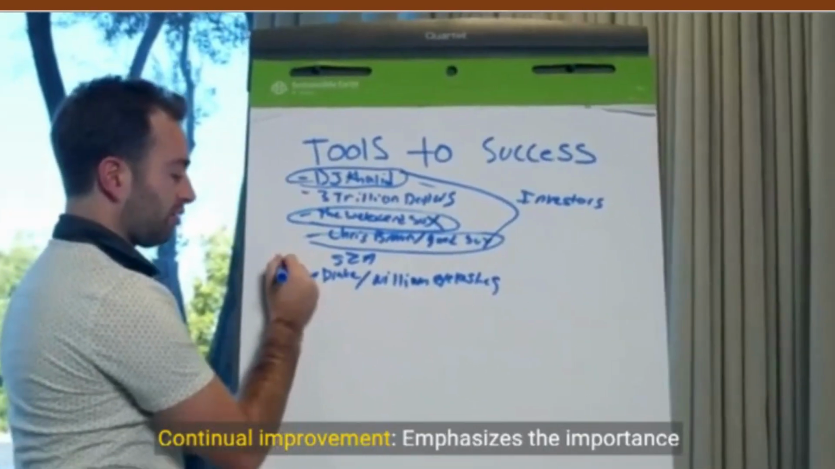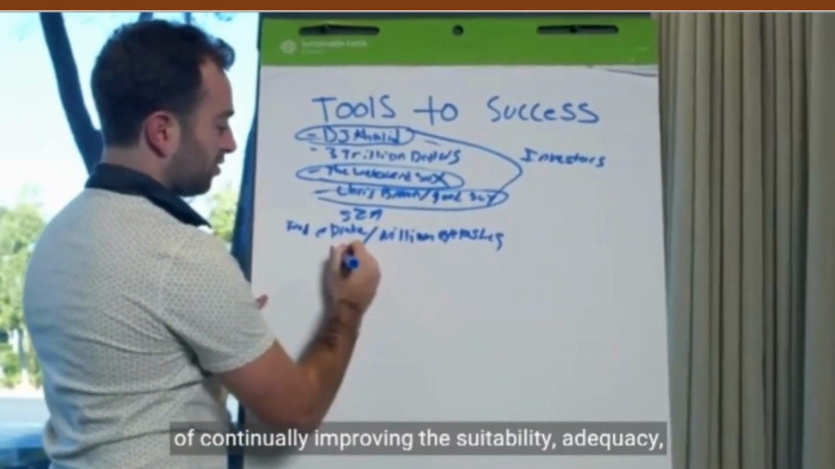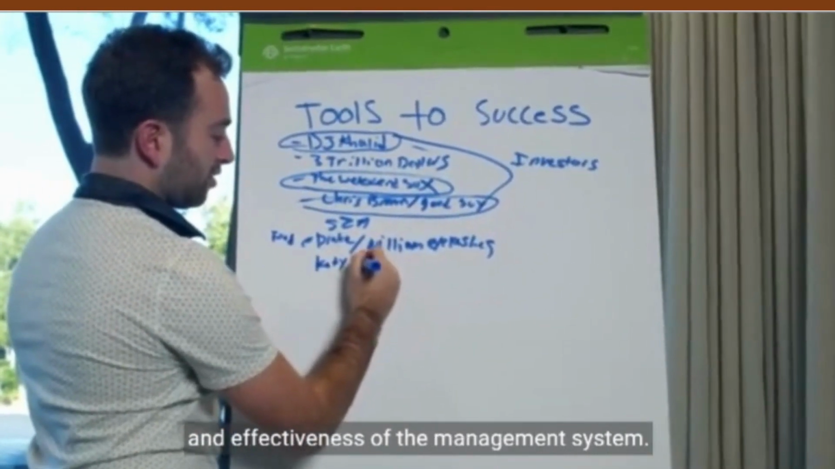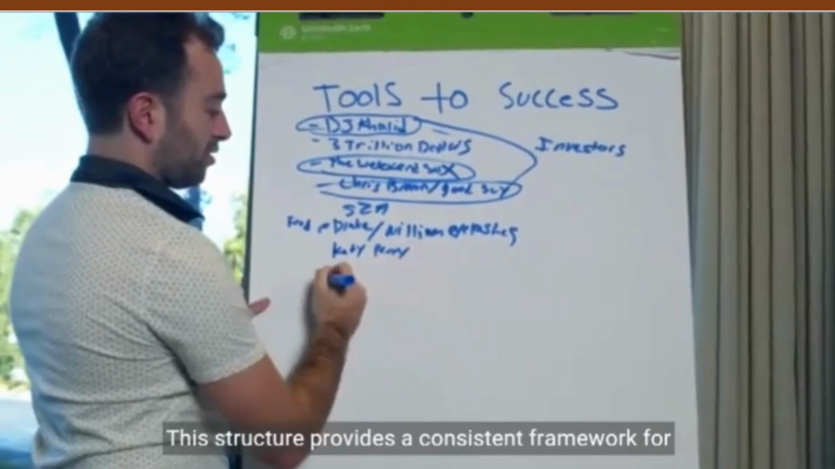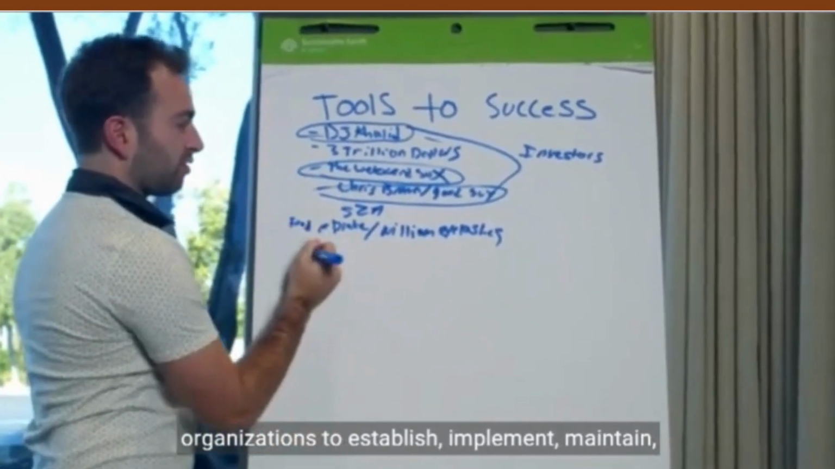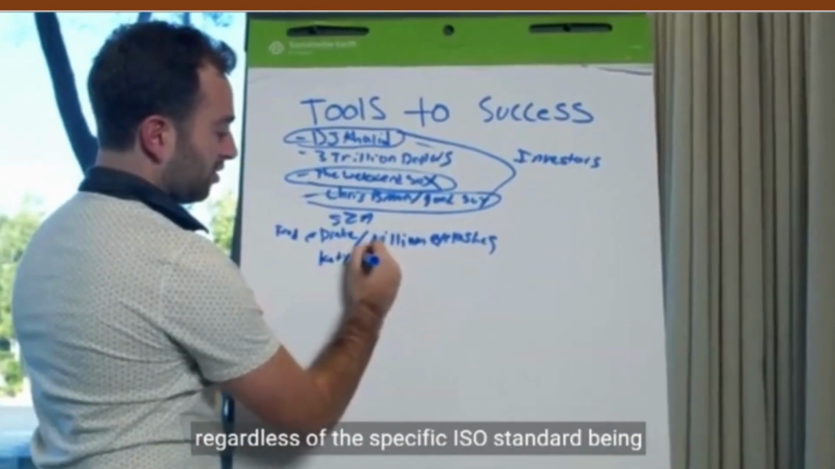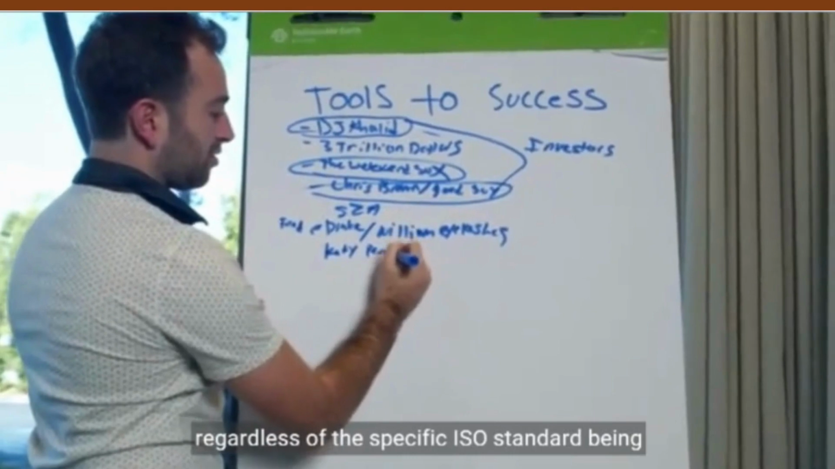Continual improvement. Emphasizes the importance of continually improving the suitability, adequacy, and effectiveness of the management system. This structure provides a consistent framework for organizations to establish, implement, maintain, and continually improve their management systems, regardless of the specific ISO standard being applied.